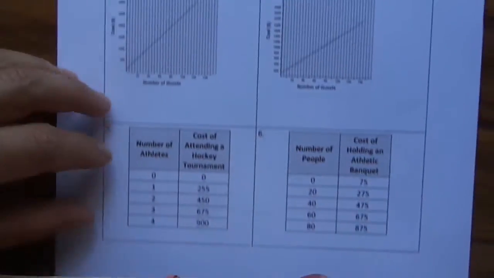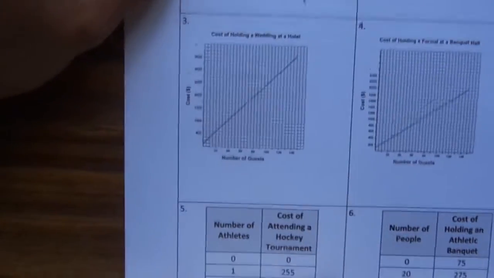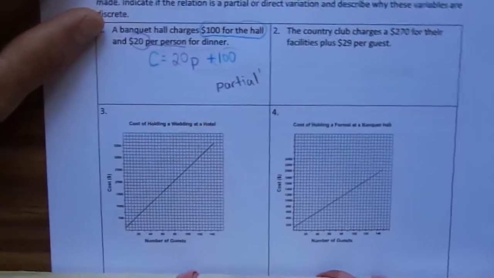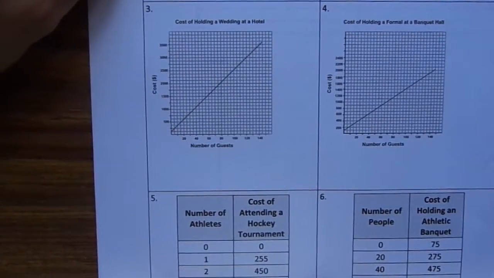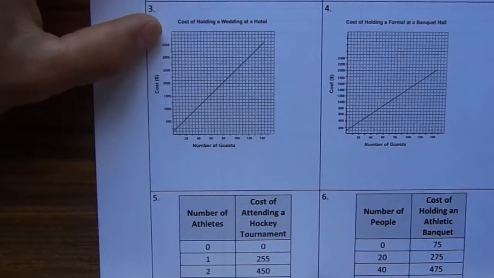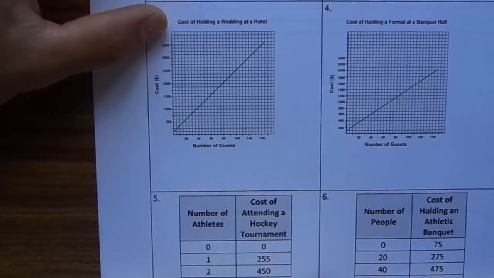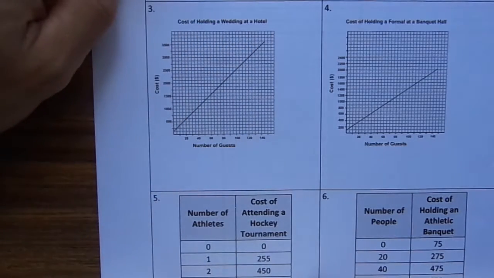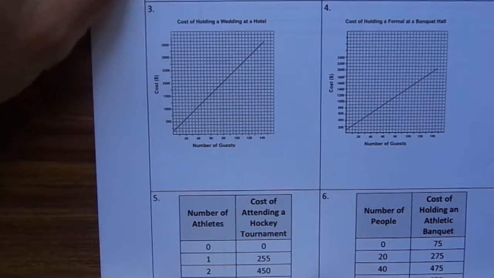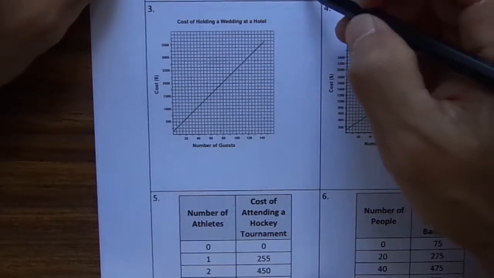So you do the same for the rest of these. For question 2, you do the exact same. Now, 3 and 4 are graphs, and this graph is based on the cost of holding a wedding at the hotel. Based on this graph, they want you to figure out what the formula is. It's very similar to what we did up here.